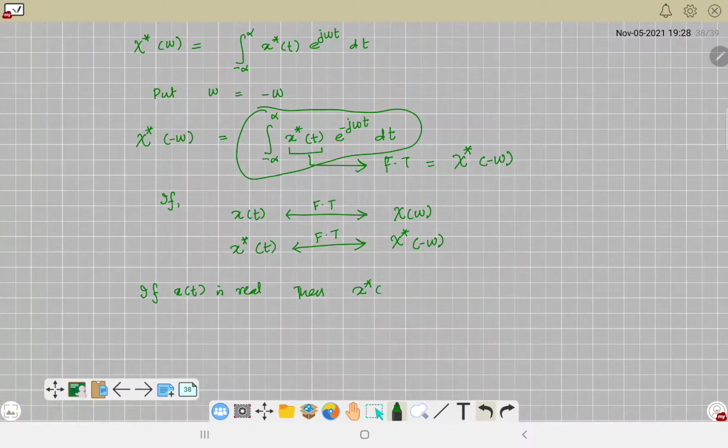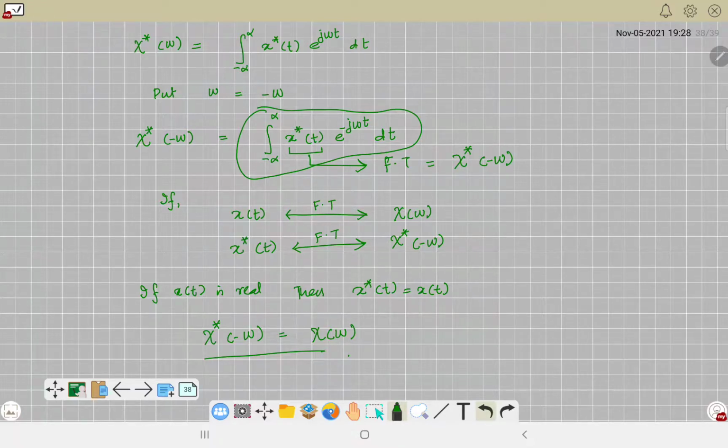Right? Now if x of t is real, meaning it has no imaginary part, then in that case the signal and its conjugate are the same. So for such a case we will have X conjugate of minus omega equal to X of omega. Fine. So this is for the real signal.